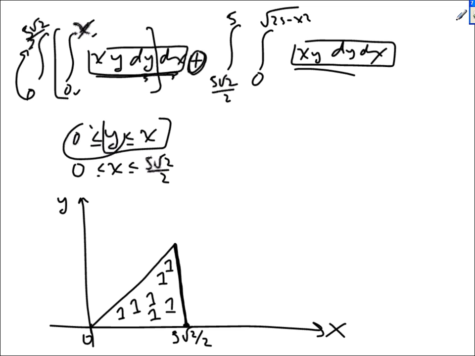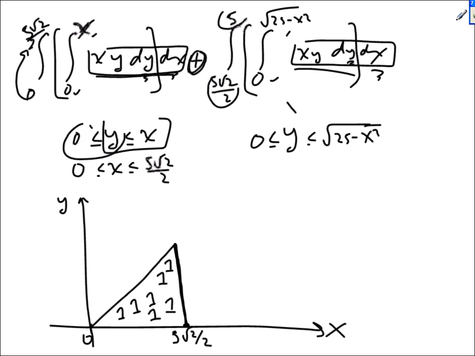Well, let's find the surface. First is dy, so these are y intervals. y goes between 0 and the square root of 25 minus x squared. Okay? And x goes between 5 square root of 2 over 2 and 5. And since 5 square root of 2 over 2 is positive, x is bigger than a positive number, and y is greater than or equal to 0. That is, x and y are both positive.